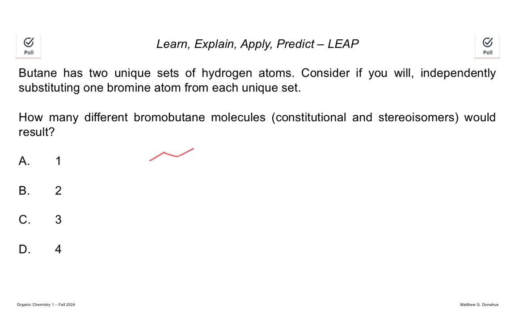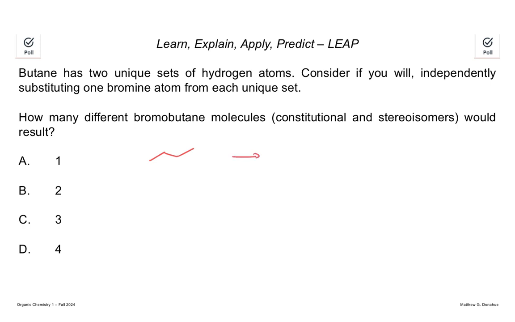So this question states you have two sets, and then you're going to swap out a hydrogen for a bromine in each set. And then what's the total number of constitutional and stereoisomers?